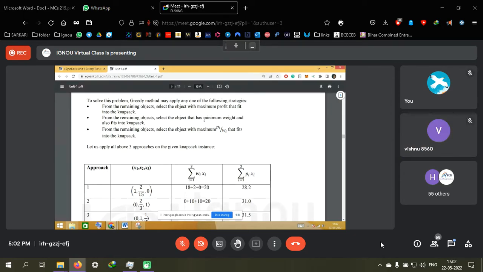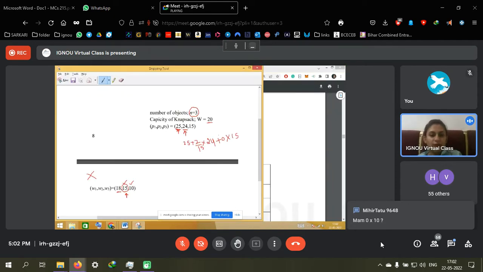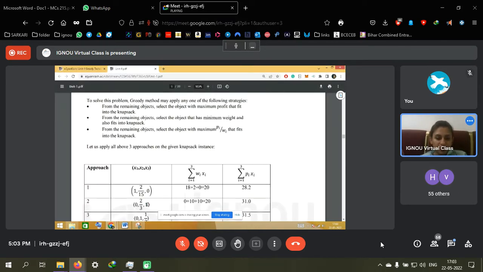Okay, the next one is minimum weight. That means we have to consider the weight now. Which object has minimum weight? That is 10. Right? So I pick the complete object with 10 weight. Now the remaining weight of my knapsack is 20 minus 10, that is 10.